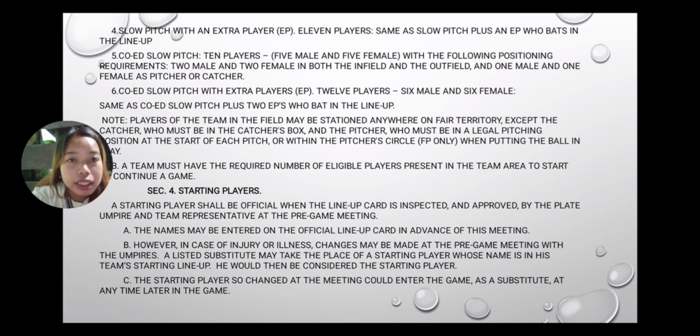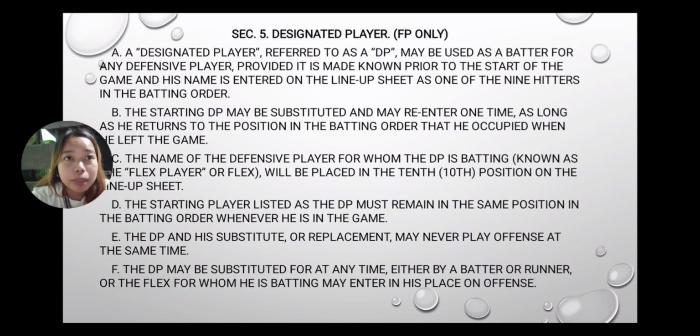Starting players: a starting player is official when the lineup card is inspected and approved by the plate umpire and team representative at the pregame meeting. The names may be entered on the official lineup card. However, in any case of injury or illness, changes may be made at the pregame meeting with the umpires. The starting players who change at the meeting could enter the game as a substitute at any time later in the game.